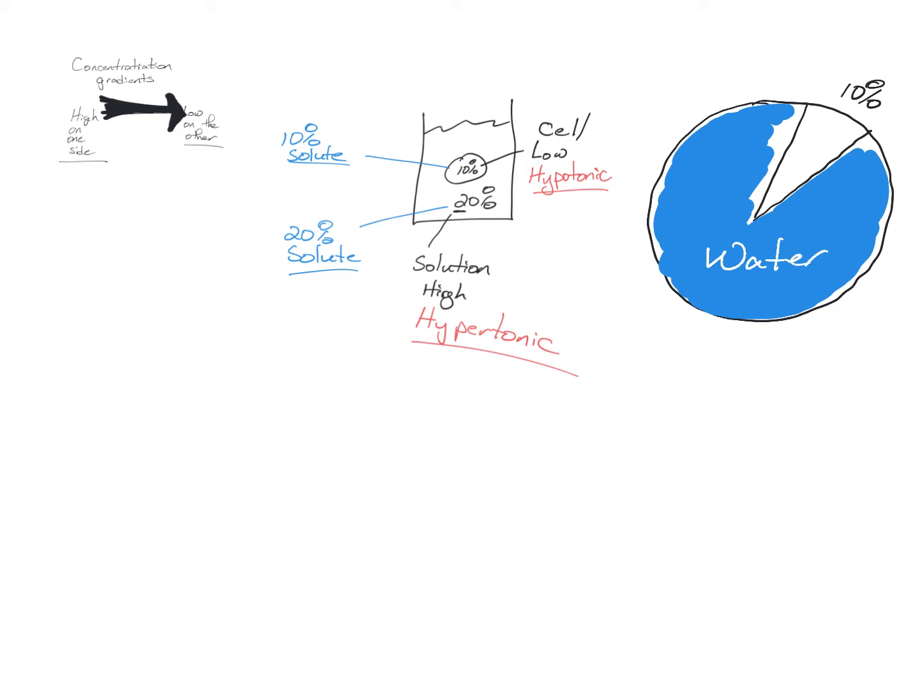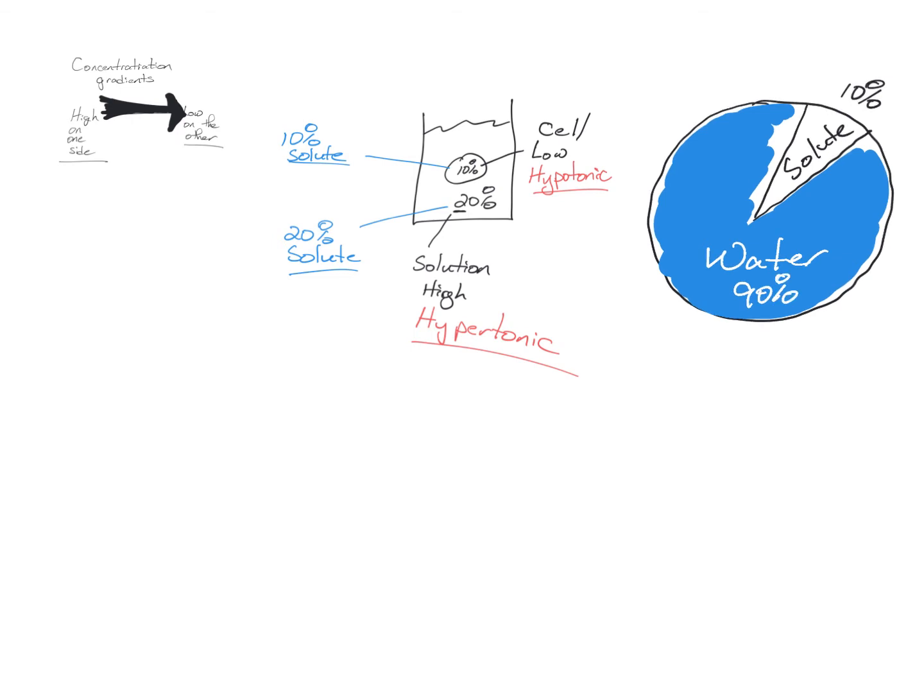So water's a solvent, and then this is going to be whatever the solute is. All right, so water's a solvent. And so if it's 10% solute, what's the solvent? It's 90% water. Right? I mean, does that make sense?